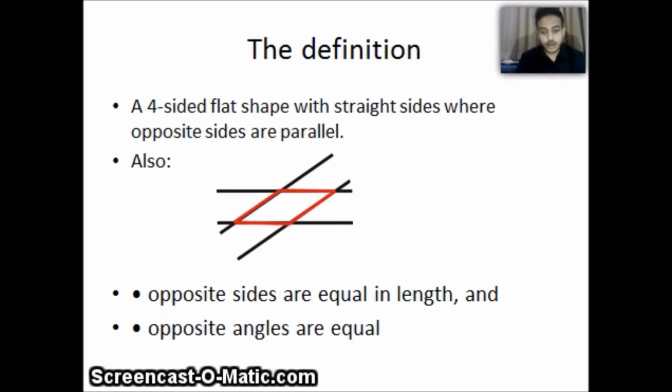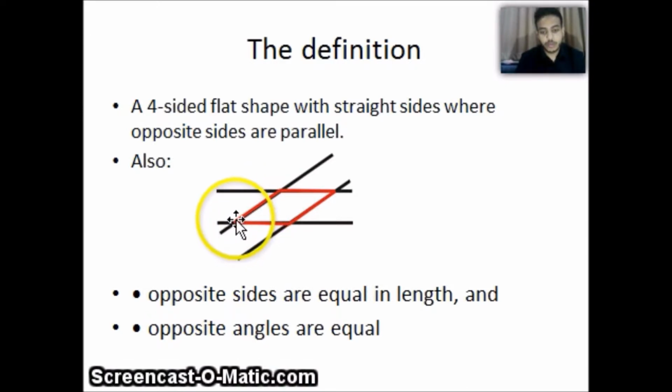Also, opposite sides are equal in length. So, if we assume this is side A, B, and this is C, D, so AB will be parallel with CD. That means no matter how much we extend the sides, they will never intersect at a certain point. The opposite sides are equal in length, so AB is equal to CD in length, and that goes to the other opposite sides. Opposite angles are equal.